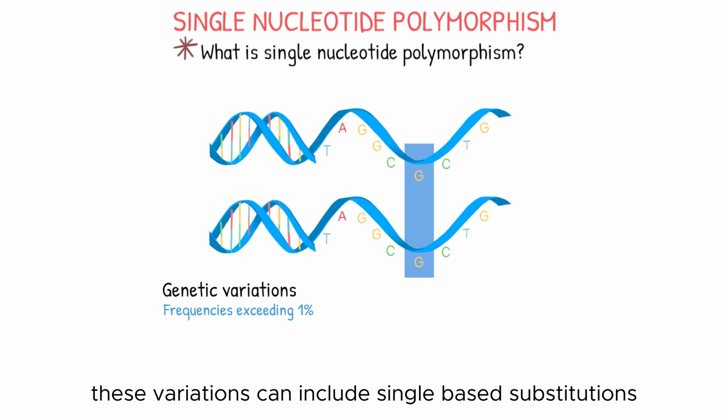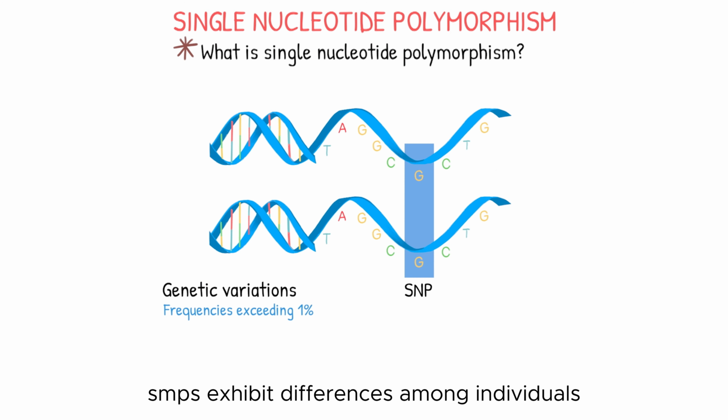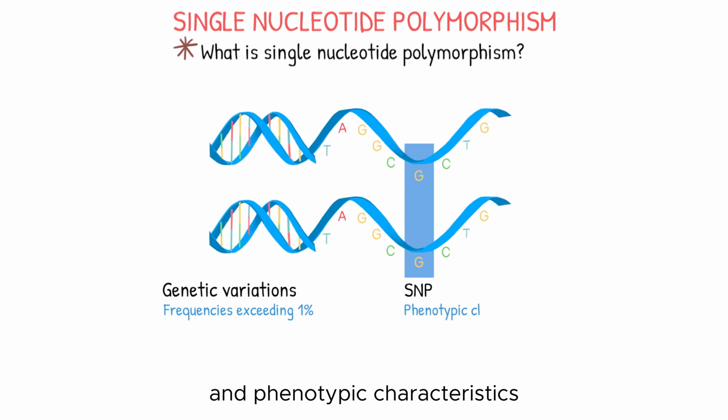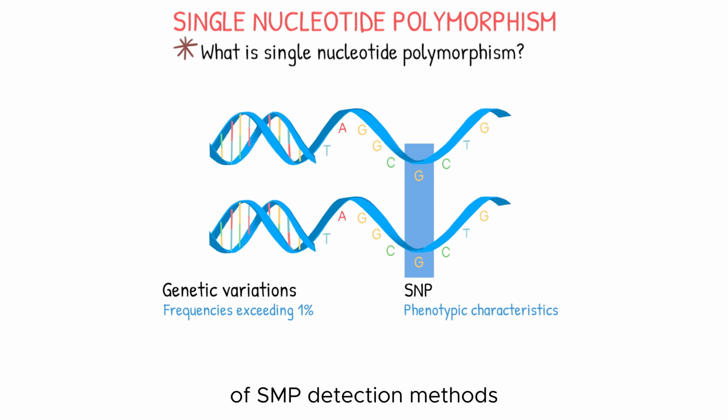These variations can include single base substitutions or insertions or deletions, as well as other types of nucleotide changes. SNPs exhibit differences among individuals and can impact their genetic information and phenotypic characteristics, hence the need for detection. This video will provide you with a detailed explanation of SNP detection methods.